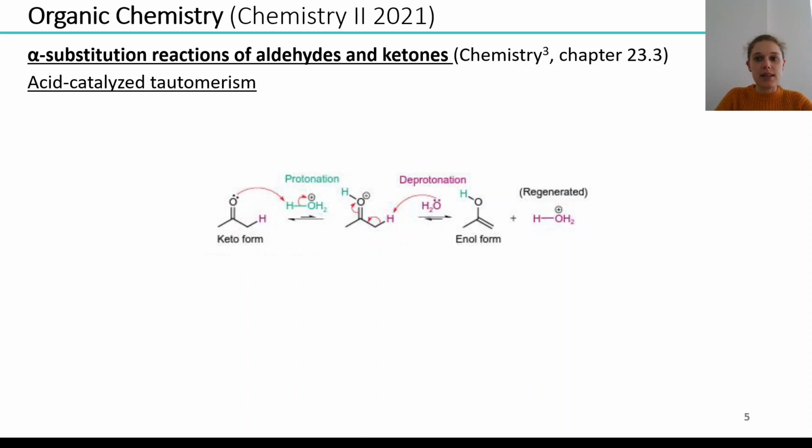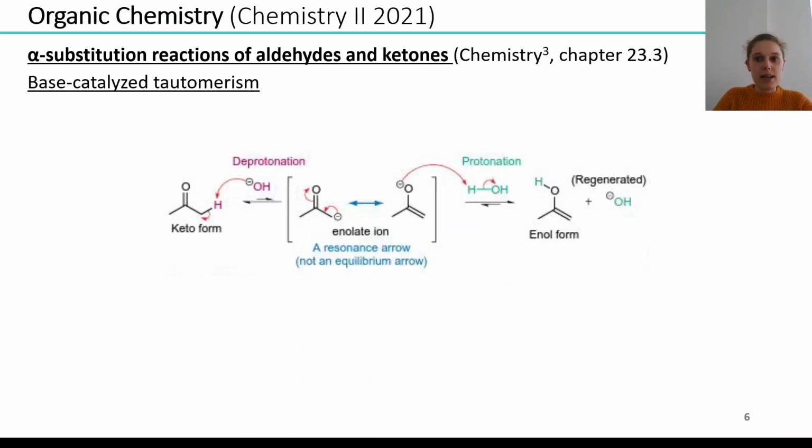In the acid-catalyzed tautomerism, the keto form gets, in a first step, protonated on the oxygen atom of the carbonyl group. And then in the subsequent step, this positively charged intermediate gets deprotonated, and hereby the enol form is formed and our acid catalyst is regenerated. As you can see here, for this deprotonation water is used, so water acts as base.